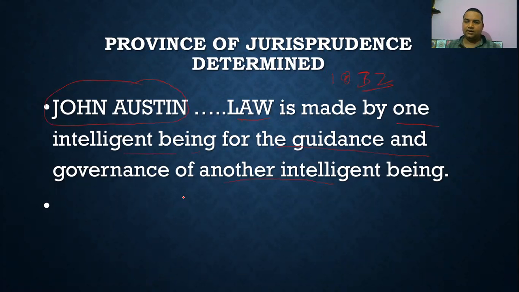So why has the term intelligent being been used? Because he intentionally used the term intelligent being in place of human being, because in the intelligent being there is God, and divine law must be included in the definition. That's why John Austin has used the term intelligent being in place of human being.